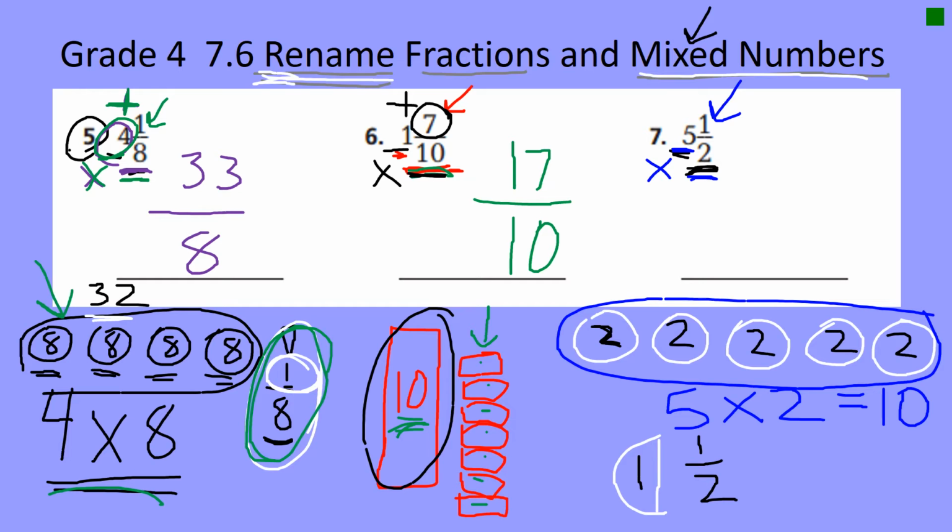So we have 2, 4, 6, 8, 10, 11. We have 11 halves. Okay? 11 halves. We have 11 over 2. It's 11 halves. Okay? So we did 5 times 2 plus that one more piece. 5 times 2 is 10 plus one more is 11.